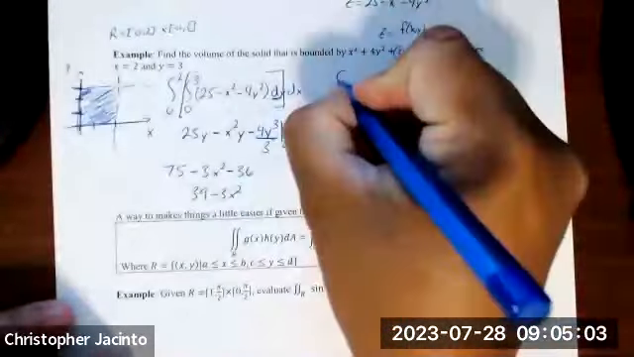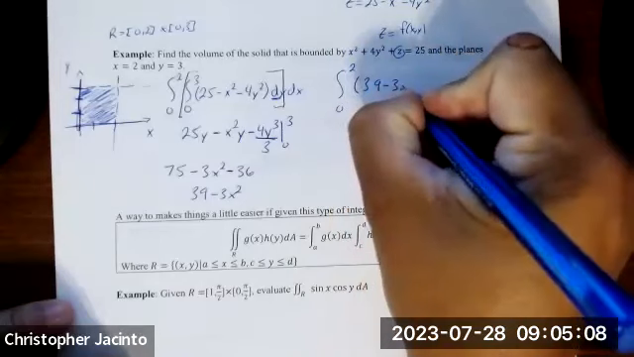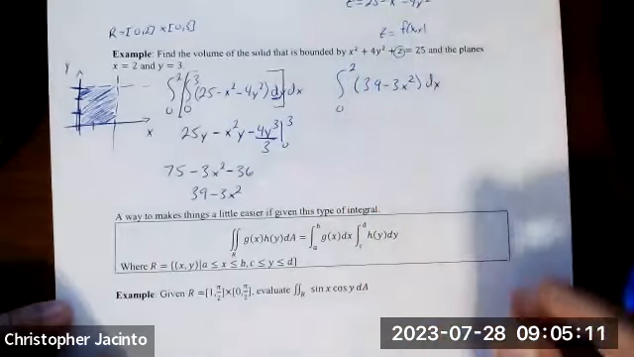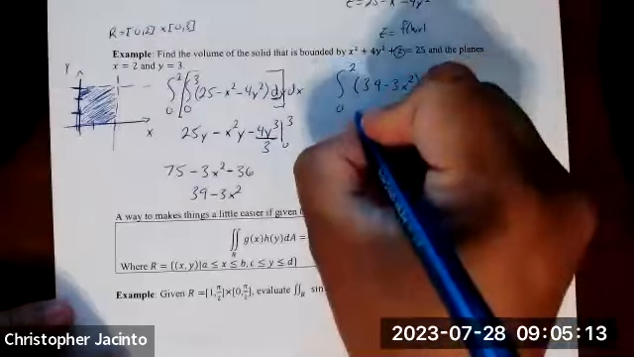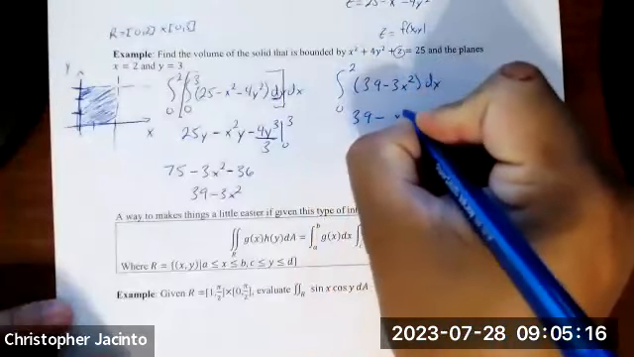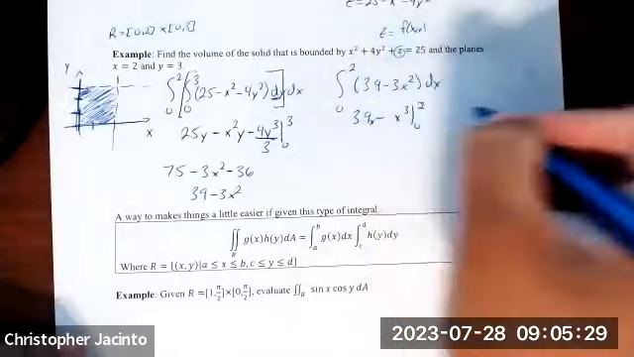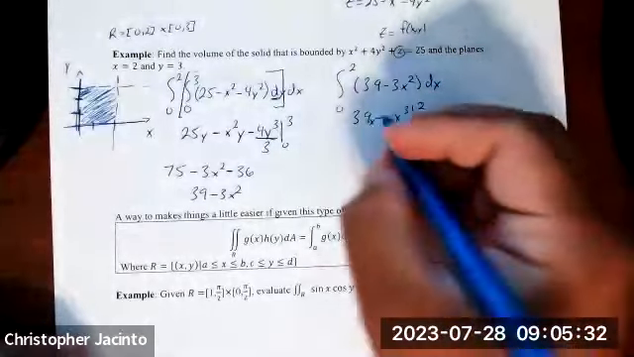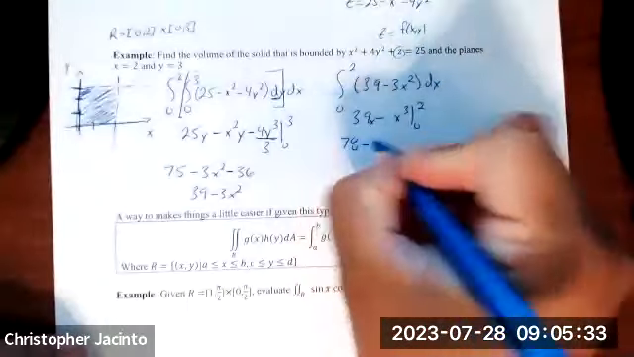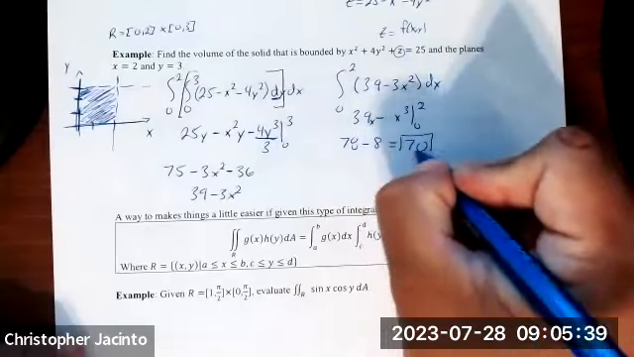So now we go back over here and integrate with respect to x. Again, you plug in 0 and it gives you 0, so it all depends on 2. So 39 times 2 is 78, minus 2 to the third power, which is 8. So our answer is 70.